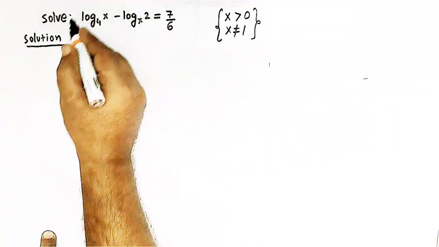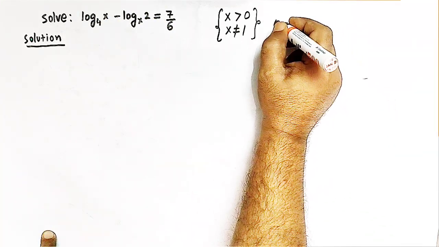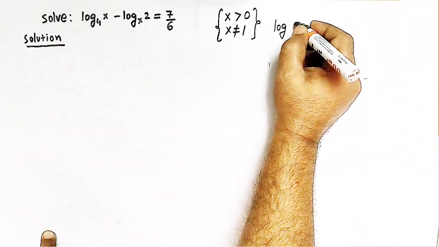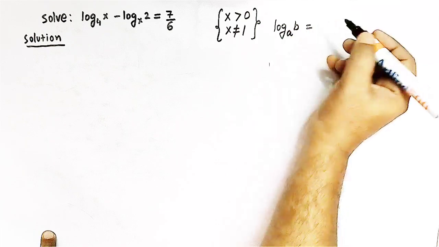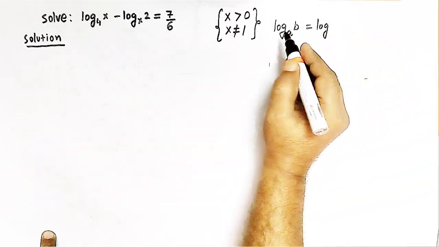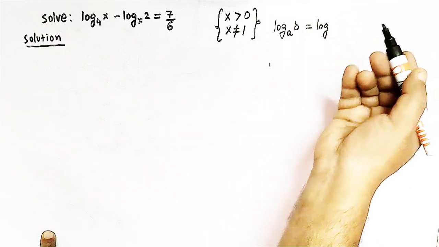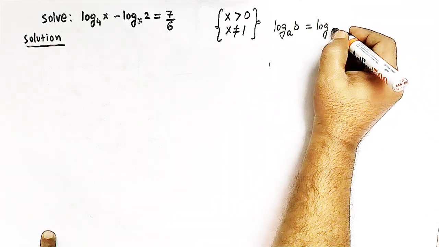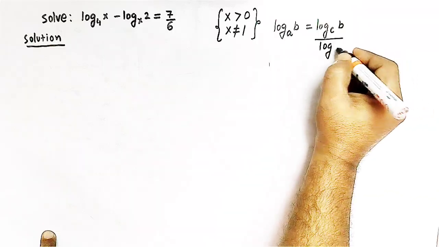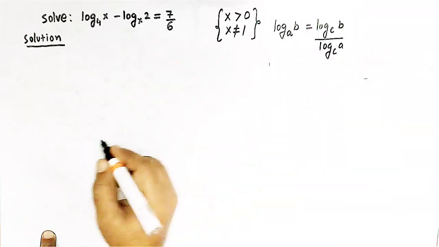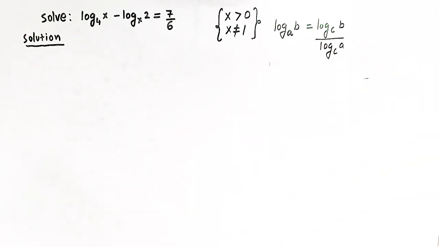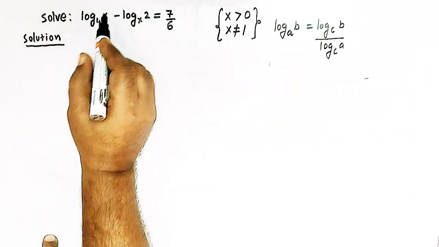And then we can make use of the base changing formula, and the base changing formula goes like this. If we have a log of say b to the base a, and we wish to change this base a to some base say c, then we can write log of b to the base c divided by log of a to the base c, right? So this result is known as the base changing formula. So now let us apply this result to this term.